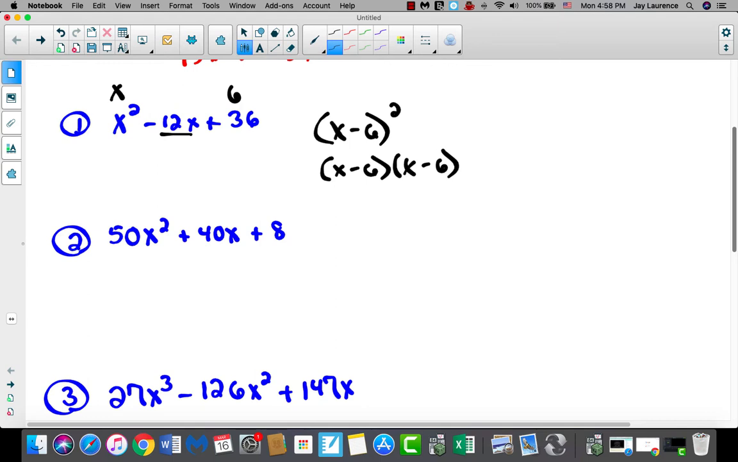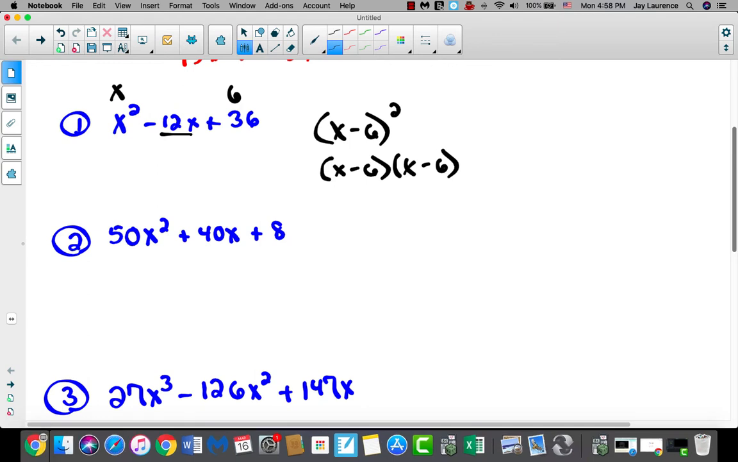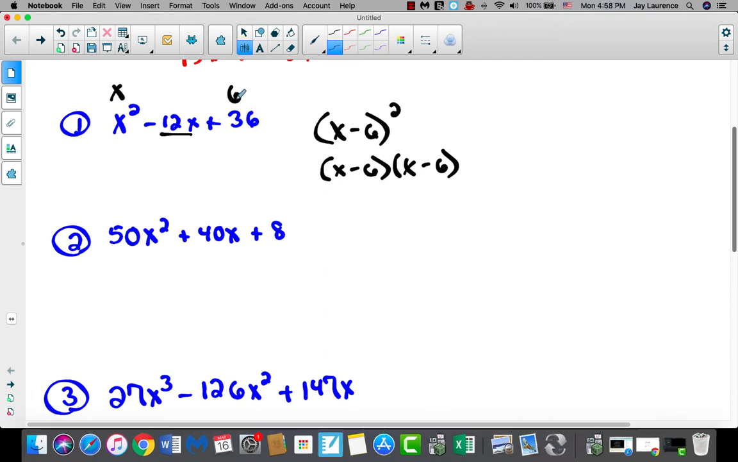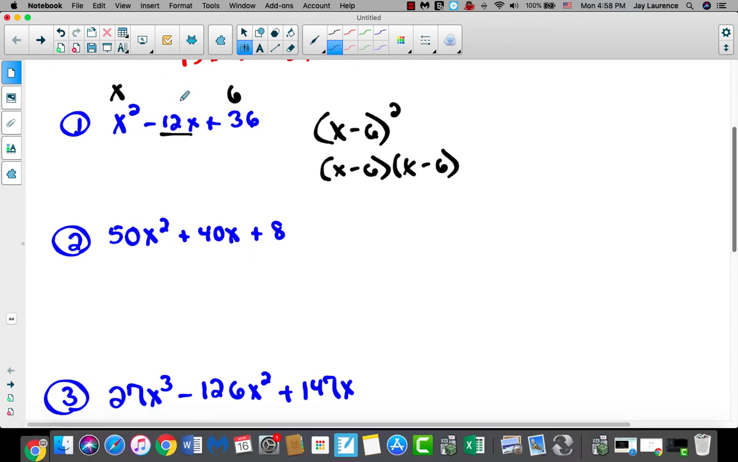One, you want to have a trinomial. Two, the first and third terms must be perfect squares. Three, twice the product of the square roots must match the B term. Okay, so we've got 3 terms. First term and third term are perfect squares. Twice the product of the square roots. Well, there's the square roots. The product of the square roots is 6x. Twice that is 12, and sure enough, 12x right there.